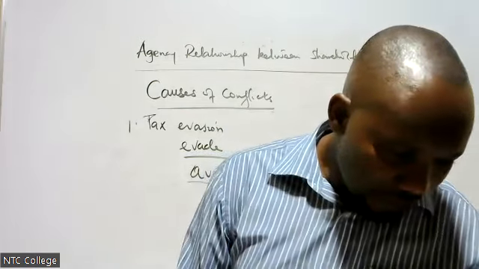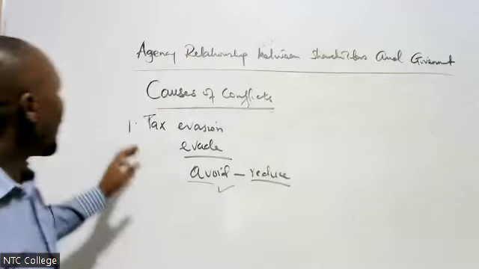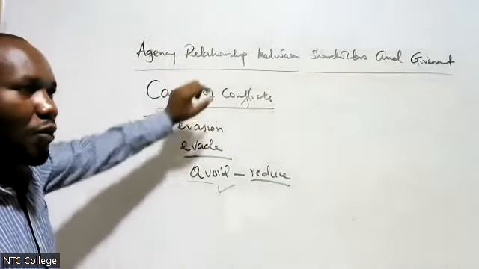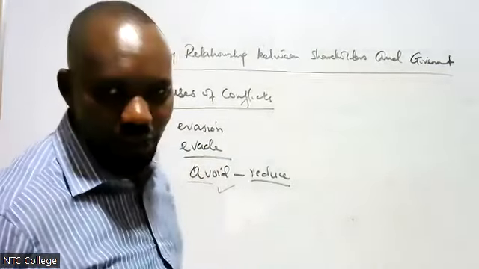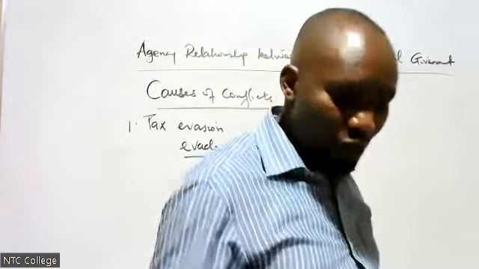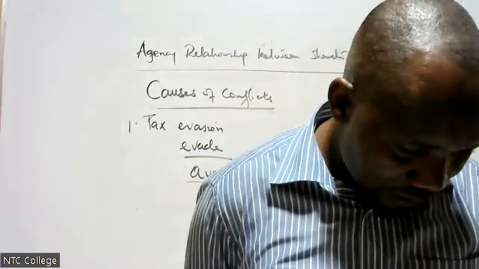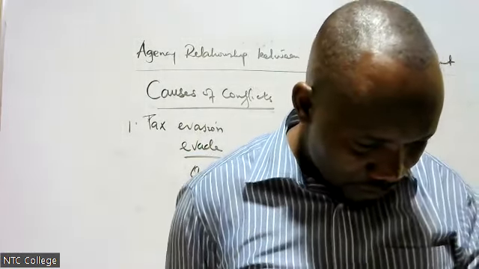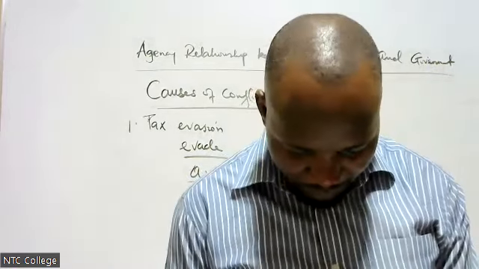So here, we are now looking at the causes of conflict between the government and the shareholders. One of them is tax evasion, where the company is not declaring the exact or correct tax amount because their main aim is not to pay tax. That is a problem.